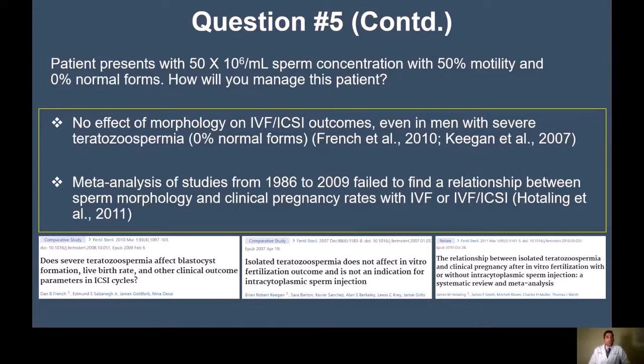We should also assess them for any modifiable risk factors such as smoking, lack of exercise, alcohol intake. We can also consider assessing their oxidative stress status and may offer antioxidants as a potential treatment option. However, much can be done before pursuing any sort of assisted reproductive technique in this particular scenario.